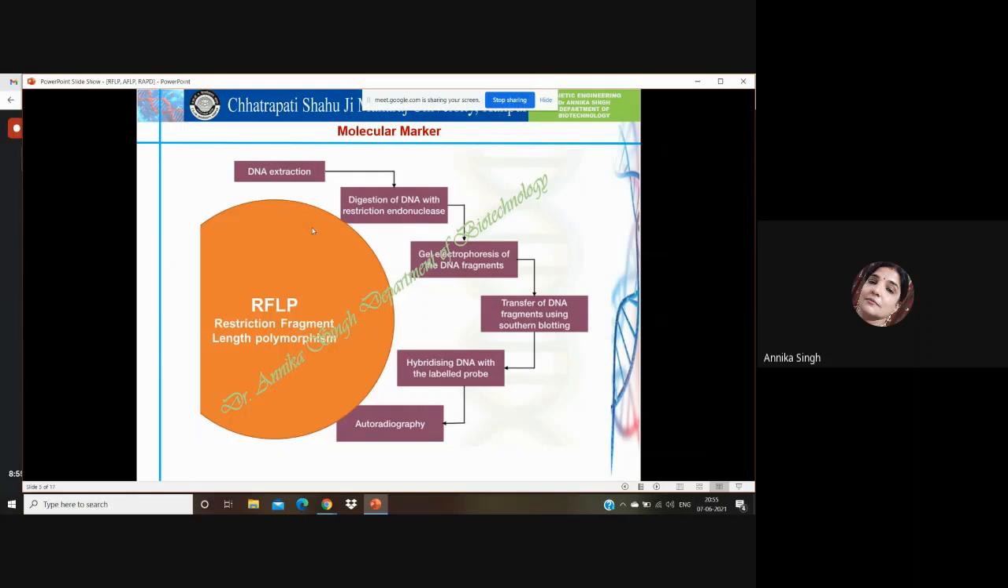So this results in a huge number of fragments with different lengths, and this is followed by agarose or polyacrylamide gel electrophoresis.